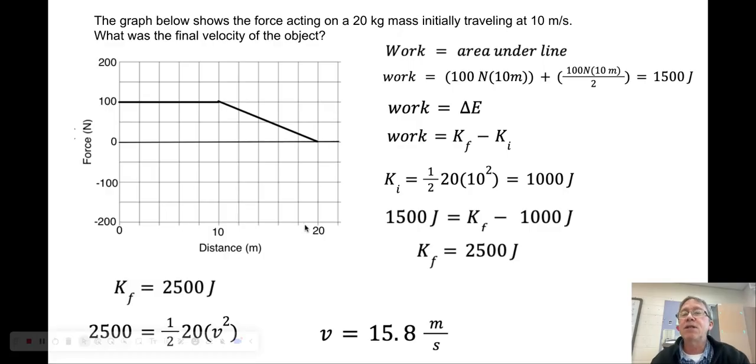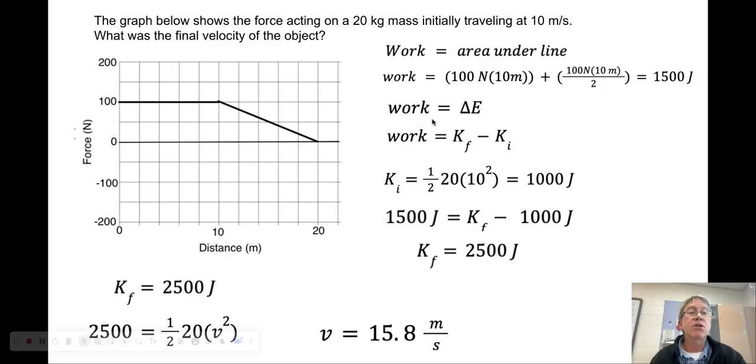What if we had to do it algebraically? Say, okay, look, I've got a graph. I have a 20 kilogram mass that's traveling initially at 10 meters per second, and I have a graph like this. I want to find its final velocity. Sometimes they do ask you to calculate these values, and you just have to be able to apply work and kinetic energy. So the first thing I do is I'm going to say, well, work in a force versus distance graph is the area under the line. Now let's just find the area under the line. I have 100 times 10, that's 1,000, okay, plus 100 times 10 divided by 2. So when I add that up, I get 1,500 joules worth of positive work that is done.